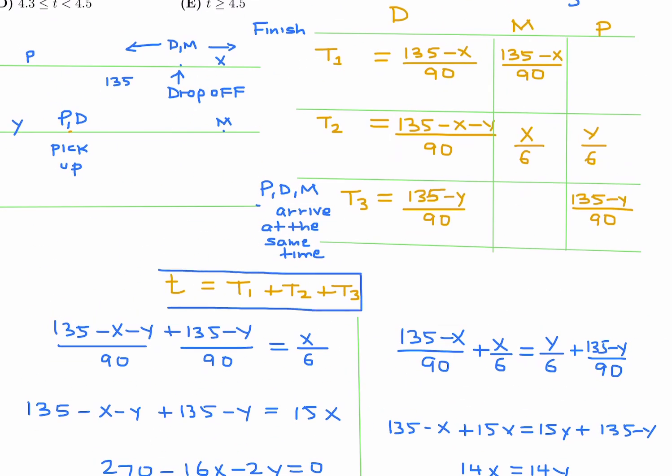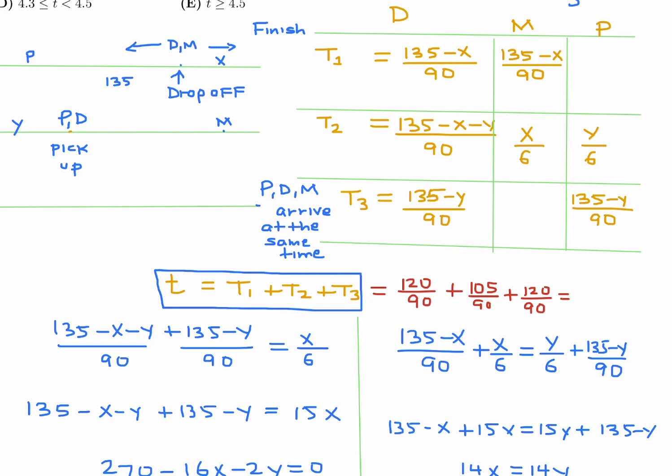So keeping this in mind, that t is equal to t1 plus t2 plus t3. Let's just use Dolly since Dolly has t1, t2, and t3. So that's going to be 135 minus x over 90. Well, x is 15, so that's going to be 120 over 90. T2 is this 135 minus x minus y. Well, x and y are both 15, so it's 135 minus 30, so 105 over 90. And then finally, this guy, 135 minus y, so that's 120 over 90, since y was 15.